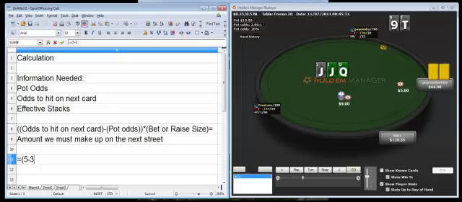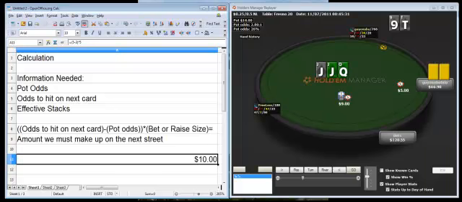And then we're going to take that number and multiply that by the bet or raise size. In this case, it's $5. So, as we can see here, we need to make up $10 on the turn and river in order to make calling the flop plus EV. So in this case, it seems like a definite and obvious call.